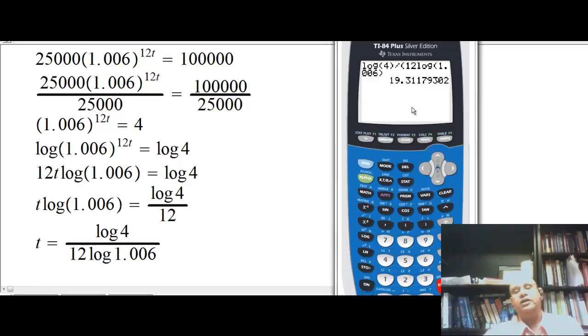So I got 19.311, or 19.31 years, or 312 years, right? That's how long it will take to grow. Grow how much? How many times? 4 times, right?